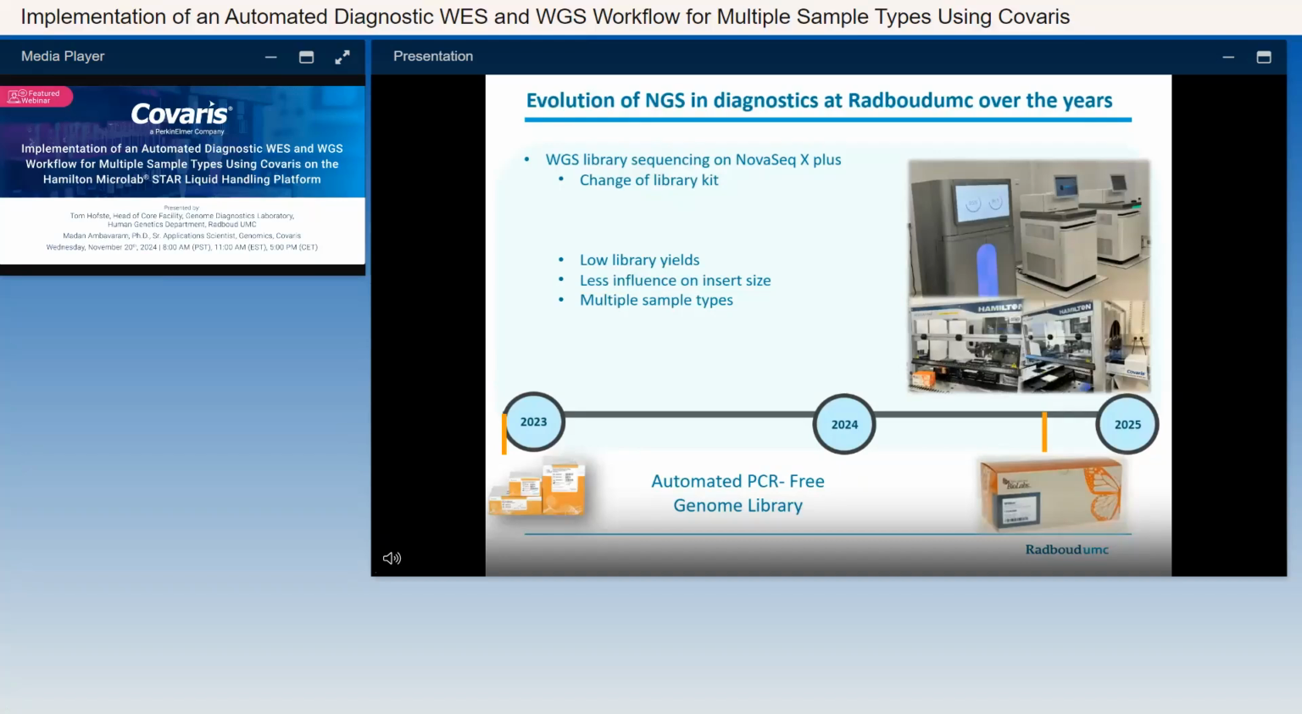Why did we change the library kit, and why did we change to the Covaris shearing? With the current, or the former, kit we had some low library yields. We had less influence on the insert size because it was segmentation and you cannot turn that many knobs based on the insert size. And we want to use multiple sample types, and we believe that with the new kit we can use multiple sample types and we have more influence on the insert size.